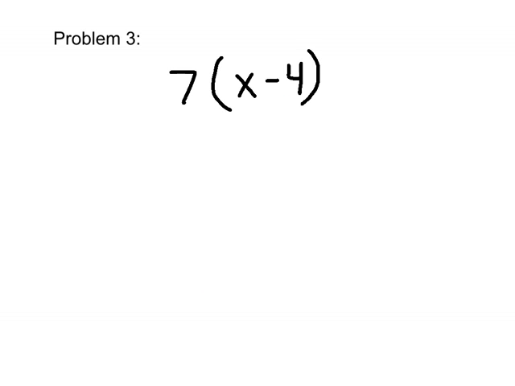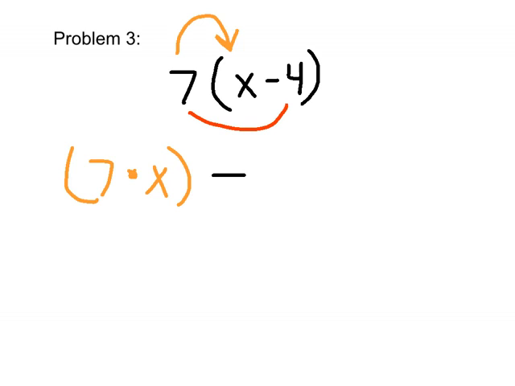Okay, here's problem number 3. You are asked to simplify the expression 7 times the quantity x minus 4. Go ahead and hit pause if you need more time. Alright, let's get started. First thing I'm going to do is take 7 and multiply it to x. 7 times x. And then I'm going to take the minus that connects x minus 4, and I'm going to bring it down. And then I'm going to take 7 and I'm going to multiply it to 4. 7 times 4.